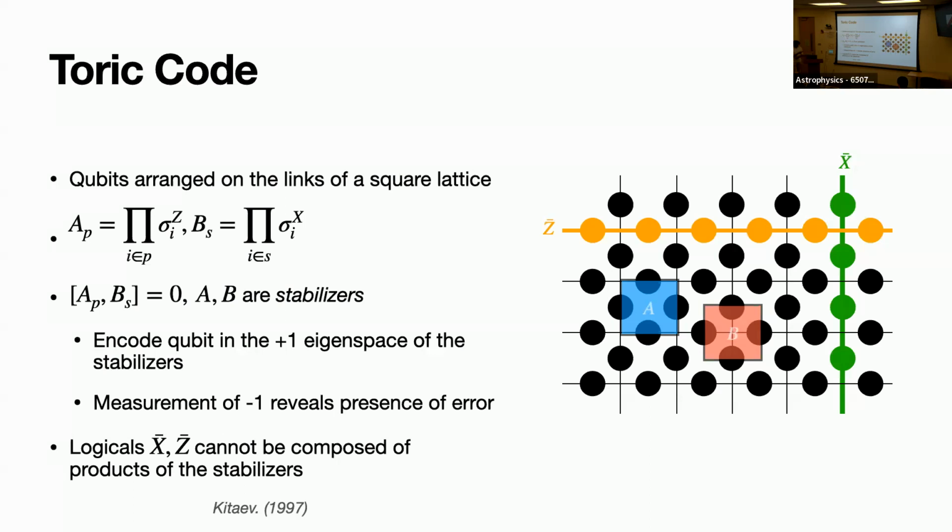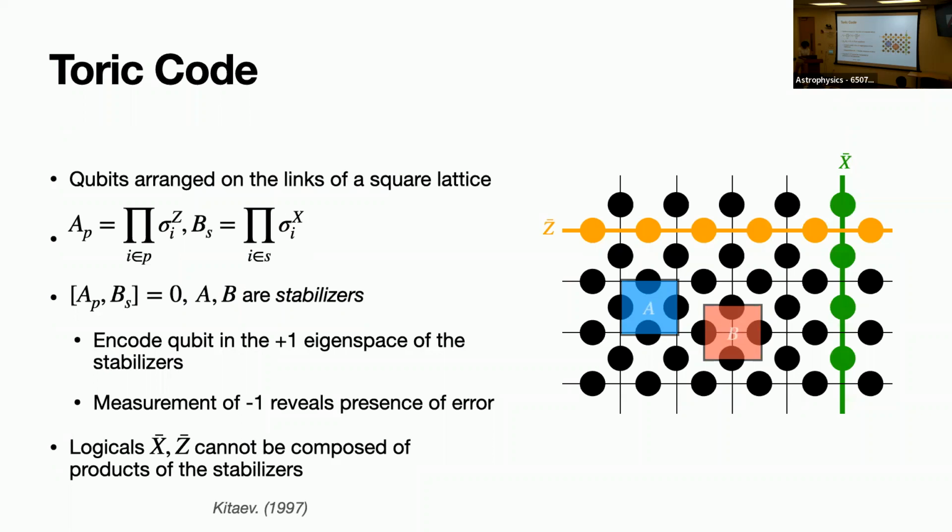This code has a very important property, though: the logical operators, which are these products of sigma x's acting on a string that circumnavigates the torus, or a product of sigma z's that circumnavigates the torus, cannot be generated through products of these A or B operators. And that's important because when we go in and repeatedly measure these A and B operators to locate any errors present, we don't want to accidentally measure the information that is in the topological qubit, because that would destroy it.